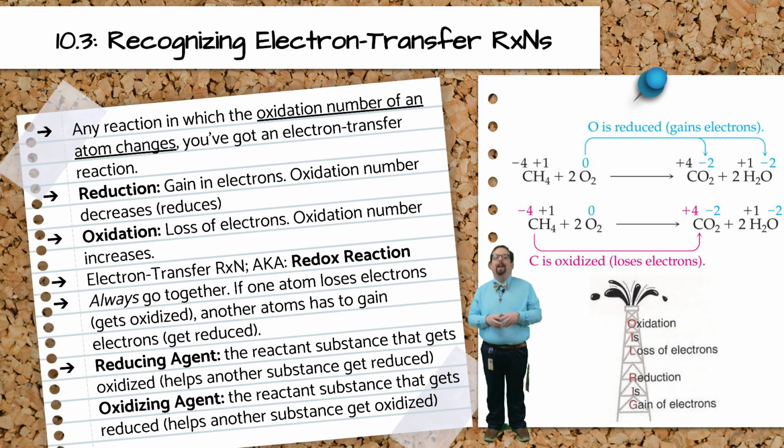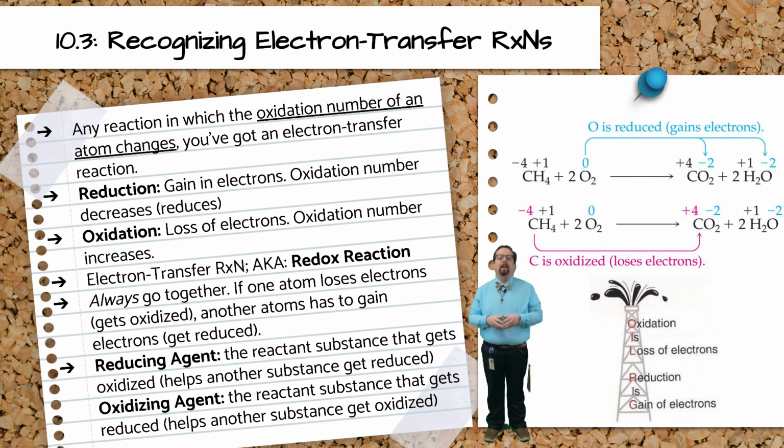Now that we know how to assign oxidation states, we can use them for something practical, recognizing when an electron transfer reaction occurs. You'd go through and assign oxidation states to every element in the balanced equation. If you see that any element changes its oxidation state from one side of the equation to the other, then you know an electron transfer reaction must have occurred. Electron transfer reactions are also known as oxidation-reduction reactions, or redox for short.